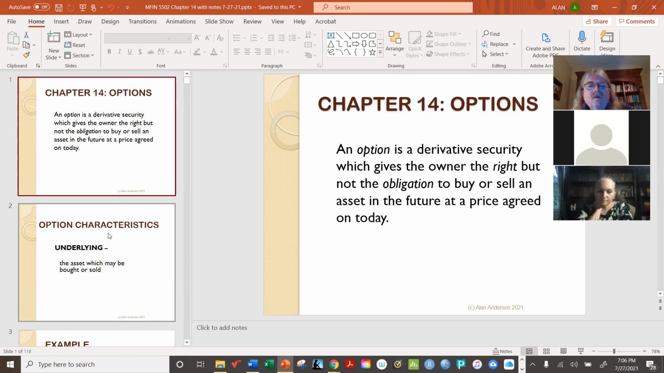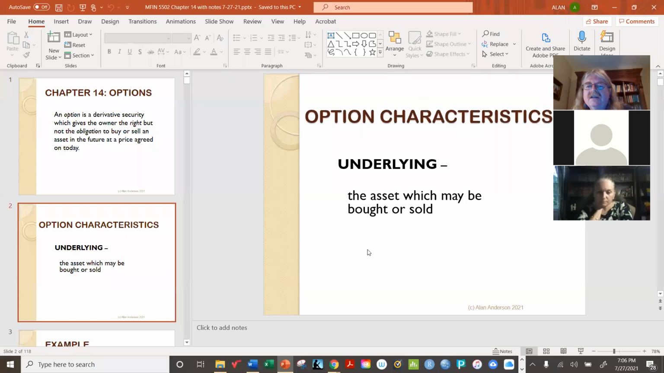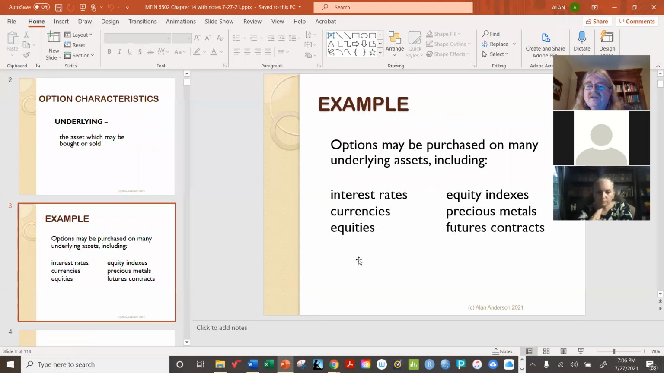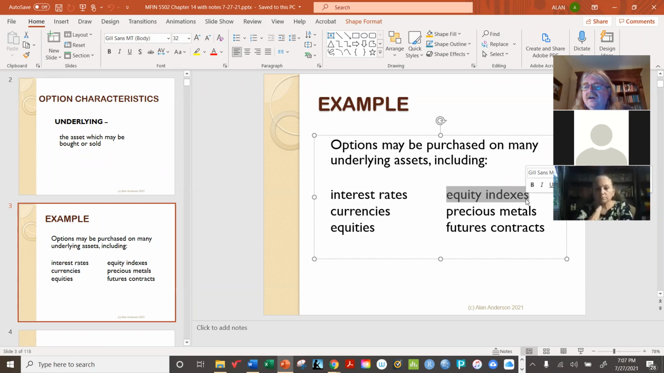All right. So we know that the options can be characterized by several key features, such as the underlying asset that you're allowed to buy or sell, which could be just about anything you can imagine. This is just a short list of types of options you can buy. You can buy options on interest rates, on currencies, on equities, individual equities, that is, equity indexes like the Standard & Poor's 500 or the Dow Jones, precious metals, obviously gold, silver, but also platinum and palladium.